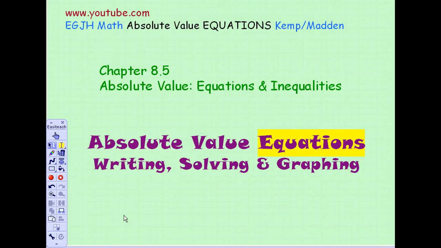Here we go, math students. Today we're going to be doing chapter 8.5 of the absolute value. We're looking at the absolute value equations today. So we're going to write, solve, and do some graphing of equations.